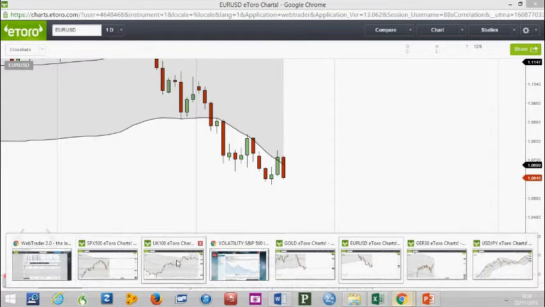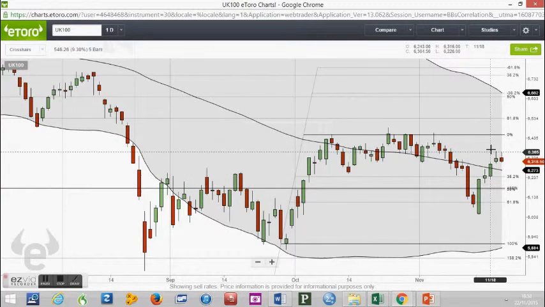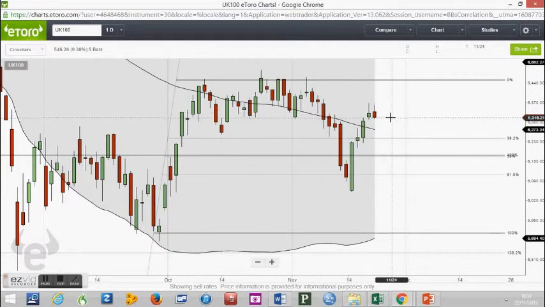UK 100 daily. Look at that, exactly the same. This candlestick shows indecision, because it went up and up. We've got two of them, so over two days a bit of indecision. Not much happening. So I think we're just going to turn and look at the end of the week now.